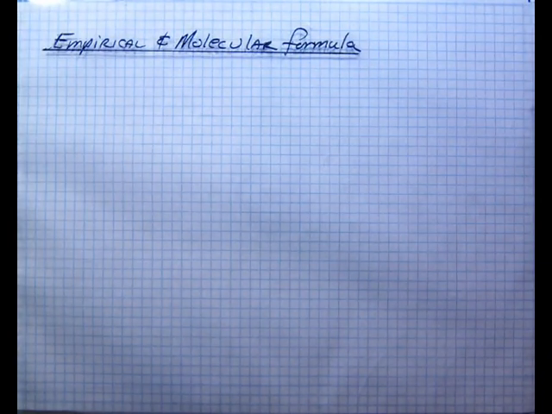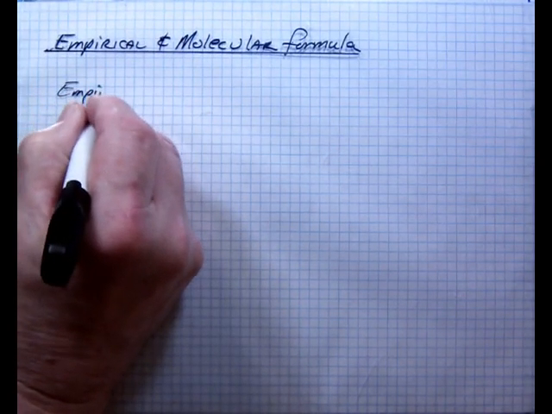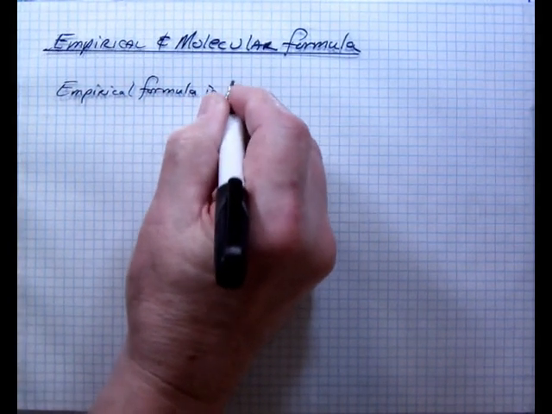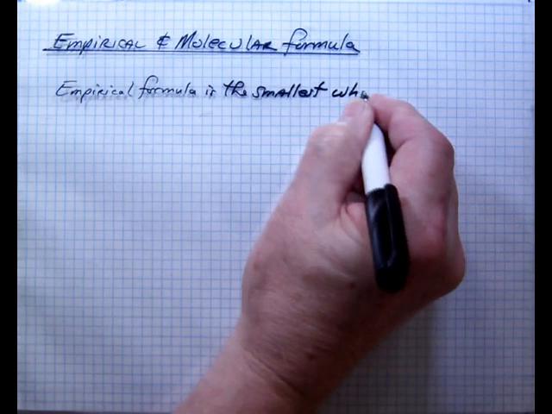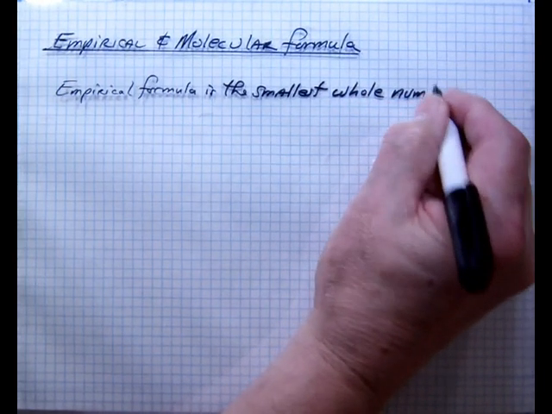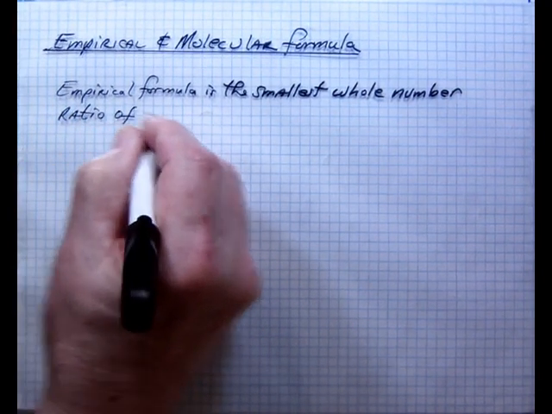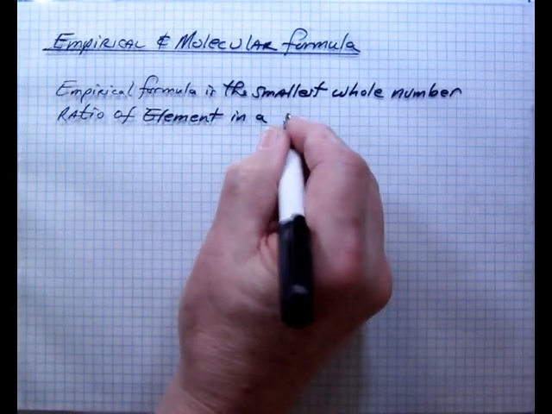You begin this effort with defining what the empirical formula is. I believe I mentioned it in the distant past when we first crossed the terminology of formulas. But empirical formula is the smallest whole number ratio of elements in a compound.